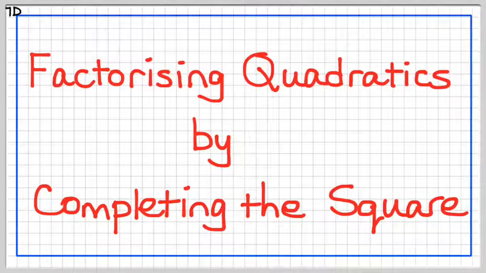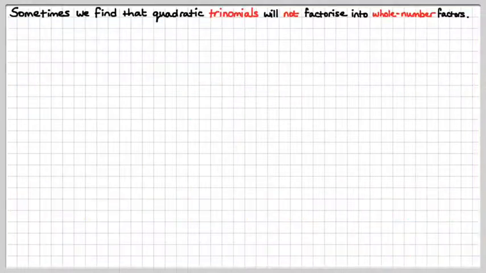Well, hi guys. Today we're going to have a look at factorising quadratics by completing the square. Hopefully you'll be aware of how to complete the square after we finish with this. Sometimes, guys, we find that quadratic trinomials will not factorise into whole number factors. I know, shocking, but true.